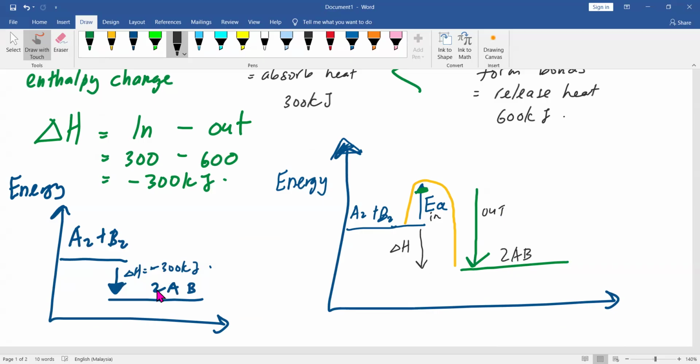Teacher, how do I know when to draw this, when to draw this? They will ask you. They will tell you: complete the energy level diagram. In your answer, include activation energy. The activation energy lah. In your answer, include the product and the total energy change. Here, that's it. Later when we do questions, we will see.